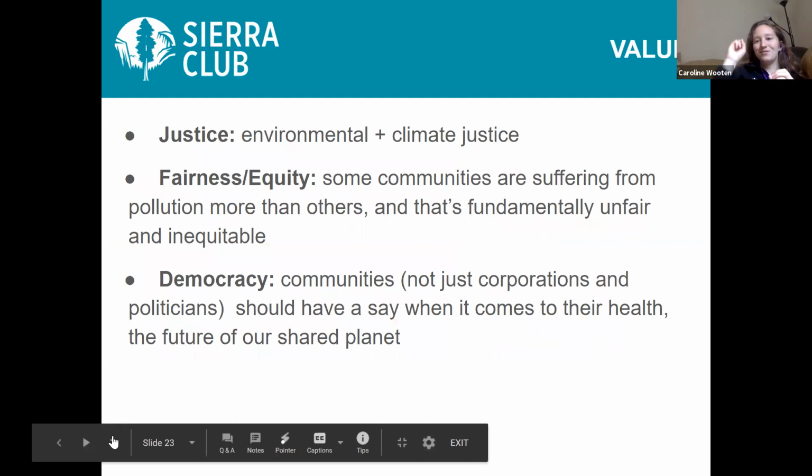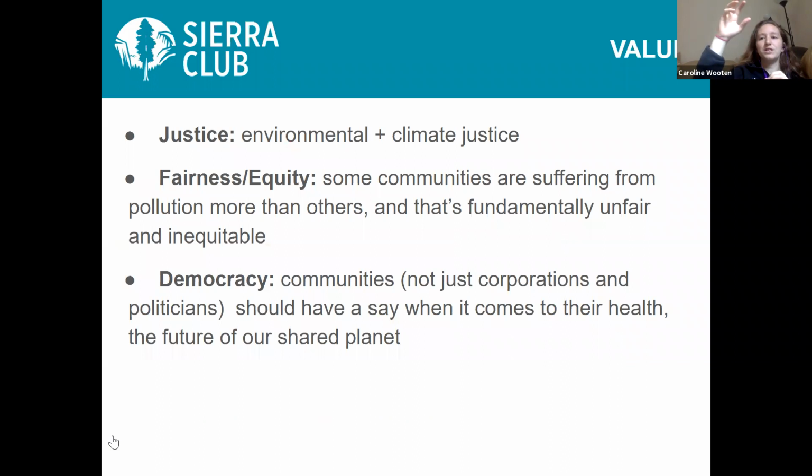So those were the communities, the partners, the goals, then the values. This is another part of the house. So some of the values that I heard us talking a lot about, one was justice, so environmental and climate justice. Another was fairness and equity. So some communities were suffering more from the pollution than others, and that was fundamentally unfair and inequitable. And then finally, democracy, talking about how communities, not corporations and politicians, should have a say when it comes to their health and the future of our shared planet. So those were some of our shared values that held us together as a coalition. Next slide.